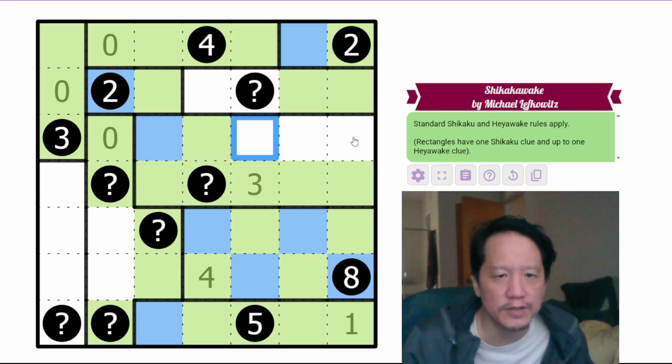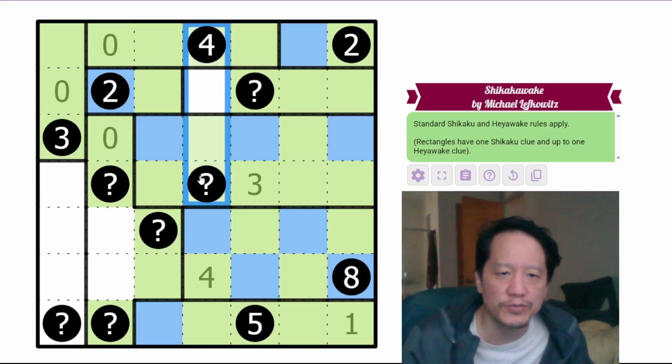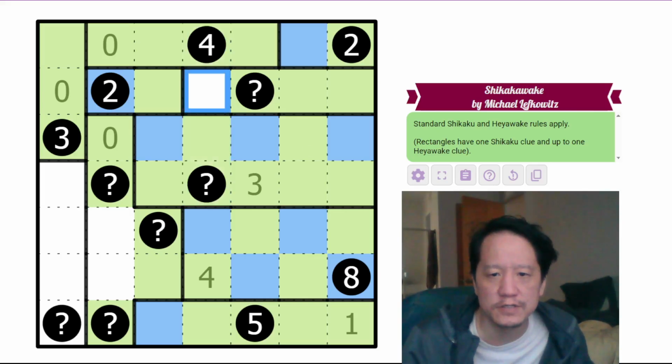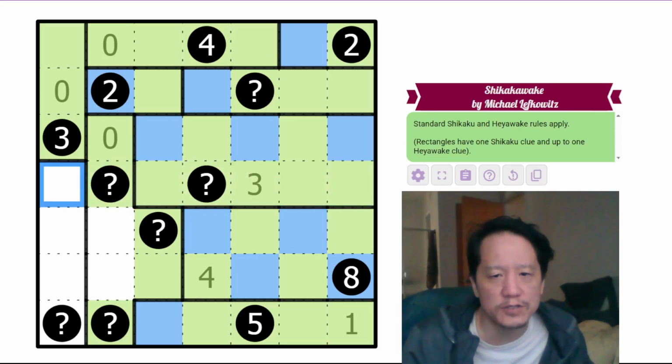So we have green. This has to have 3 more in this room. So that's blue, green, and blue. Blue forces this not to be blue, so that's green. And this has to be blue because if this is green, that would be 3 rooms worth of unshaded cells. So this is blue. This is 2 rooms worth, so this cannot be green. It's blue.